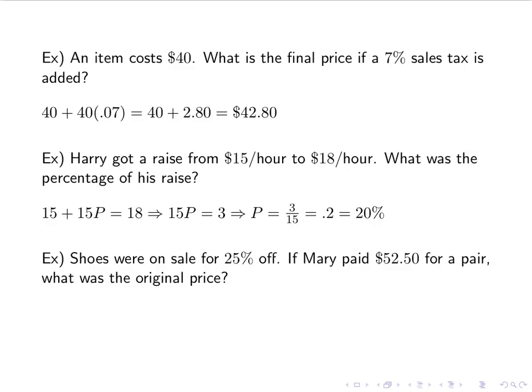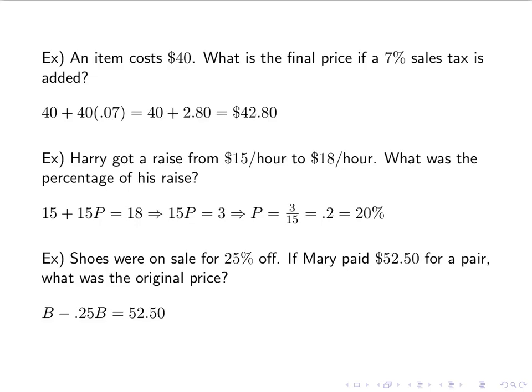Shoes were on sale for 25% off. If Mary paid $52.50 for a pair, what was the original price? So a sale means we're going to be subtracting a percentage, and $52.50 is what she paid after the sale was taken off. So that's going to be a, and we're going to be looking for b. So b minus 0.25b equals $52.50.